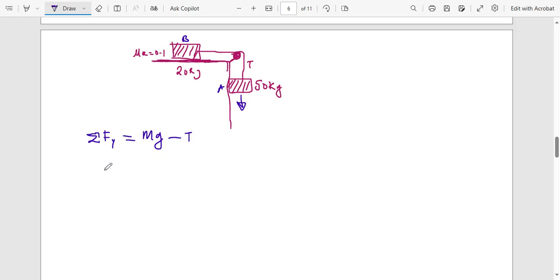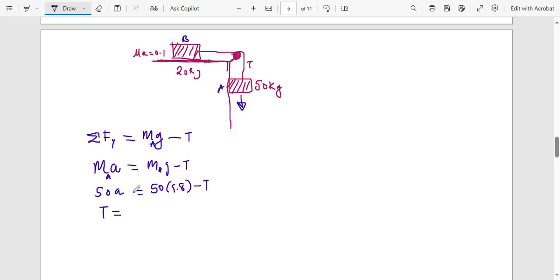Net force in the y is given by mass times acceleration. Remember, this is the mass for object A, and this mass here is also for A, and that will be equal to mg minus tension. The mass is 50 times A, and that will also be equal to 50 times, where there is g, we are putting 9.8, minus T.